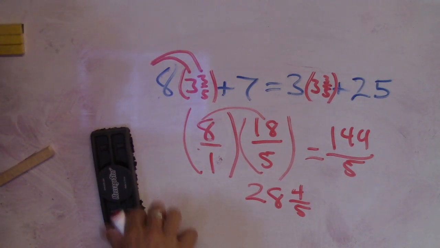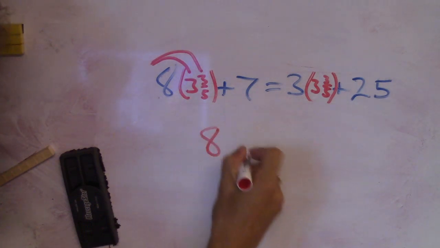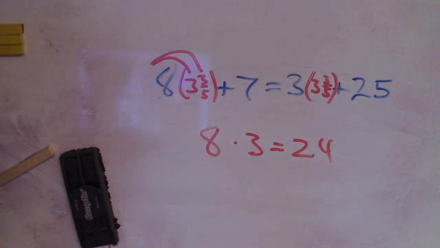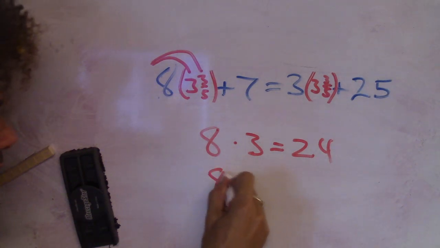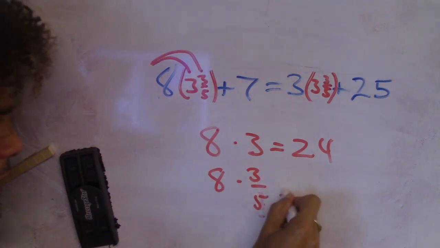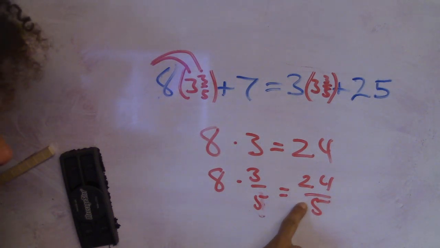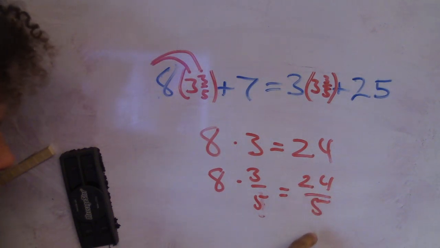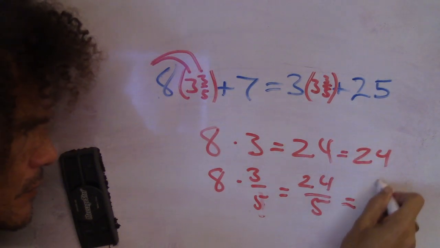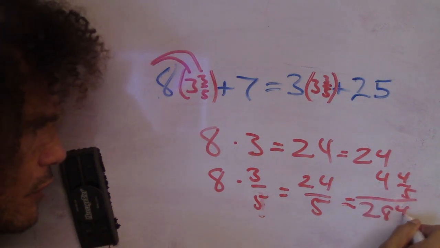Yeah. Right? And then look, let's do it. We can do it the crazy way. How about I just did this? 8 times 3 is 24. Yeah. Right? And then 8 times 3/5 is 24/5, which is the same thing as 4 and 4/5, right? Right. And there we are at the same number, 28 and 4/5.